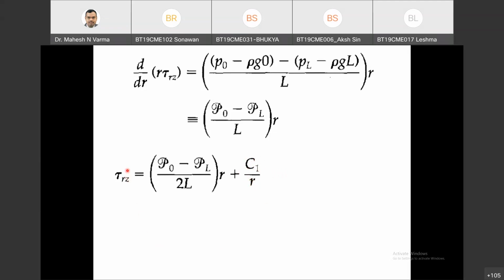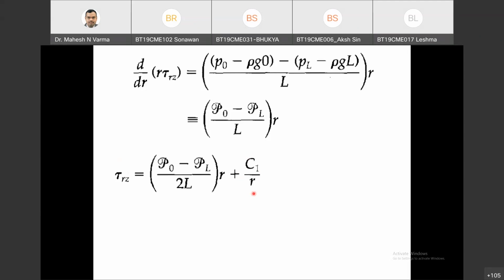So at R equals 0, tau rz is undefined. Logically, I should not have this term in my model equation. What is a logical boundary condition? Any term in my model equation which gives me an undefined value at any corner of my system should not be there in the model equation.